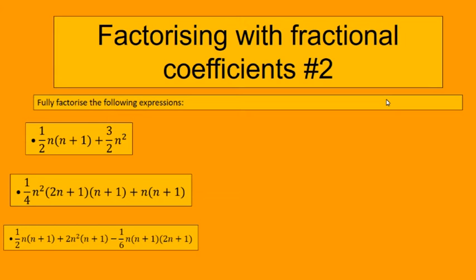So as mentioned earlier with that first one, a half is the smallest fraction and they both share an n. So you can put a half n on the outside. And then I'm going to use square brackets to differentiate between the rounded ones. So a half n times n plus 1 would give me the first term. And I'd have to times that half n by 3n to get the second term.